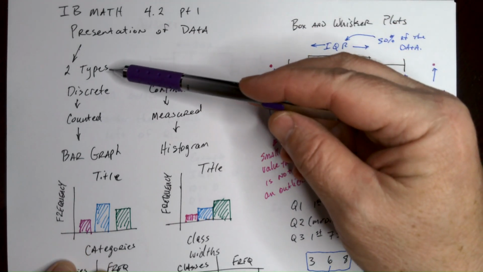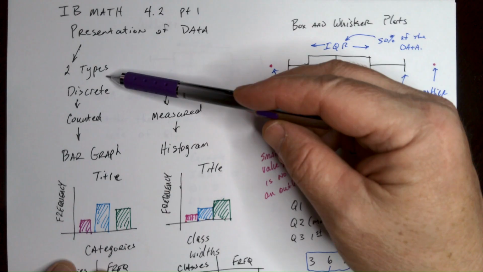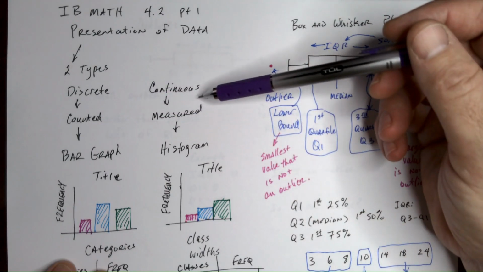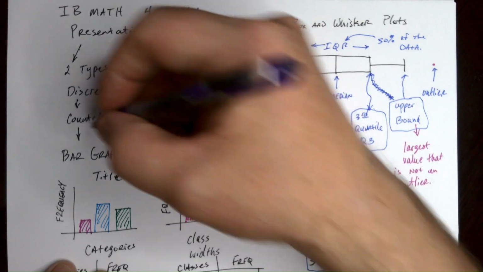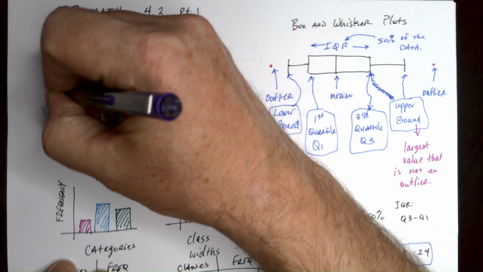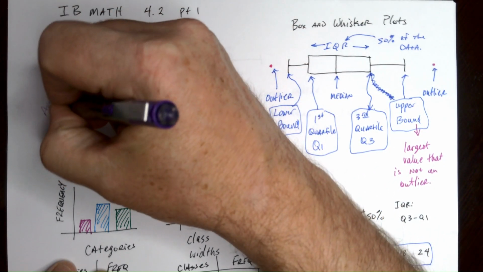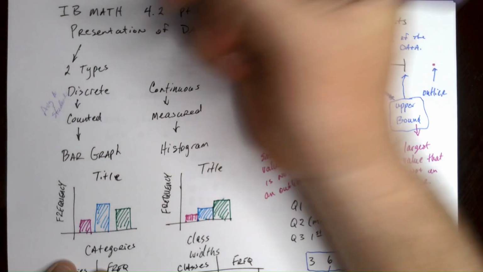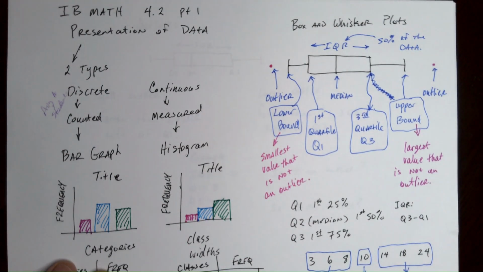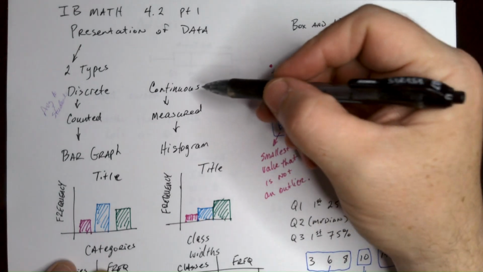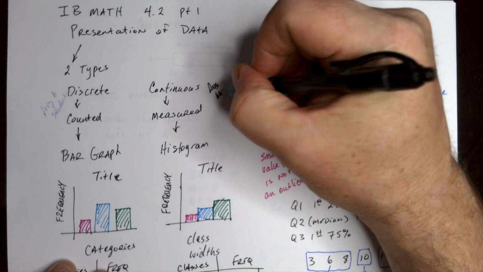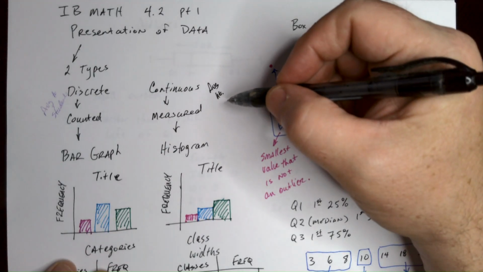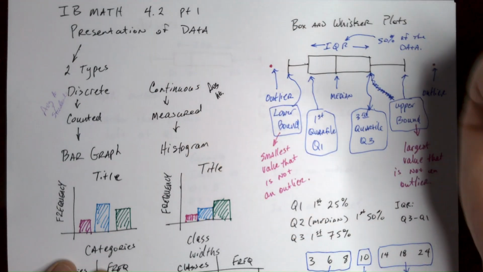So first thing first, there are 2 types of data we have to concern ourselves with: discrete and continuous. So discrete is anything that can be counted, like the average number of students in classes, in English classes. And then continuous would be like, say, the average height of students. So anything that's measured is continuous. If it's counted, it's discrete.